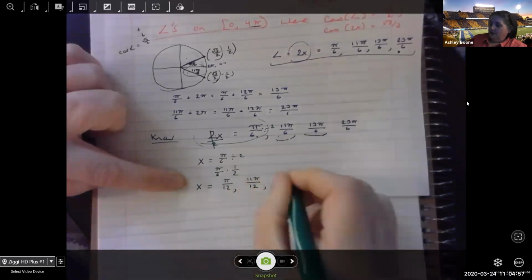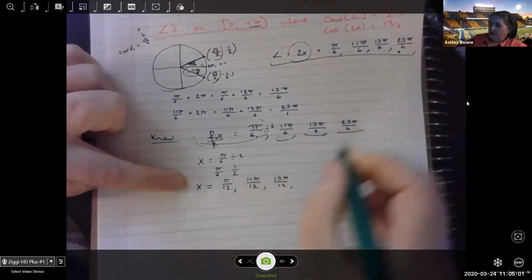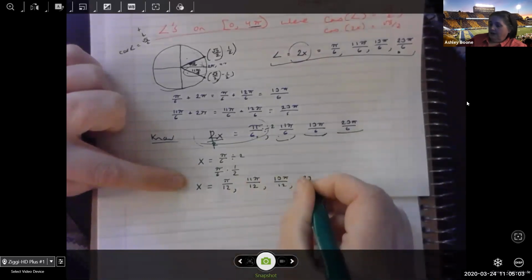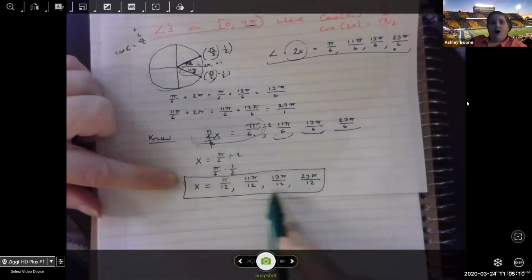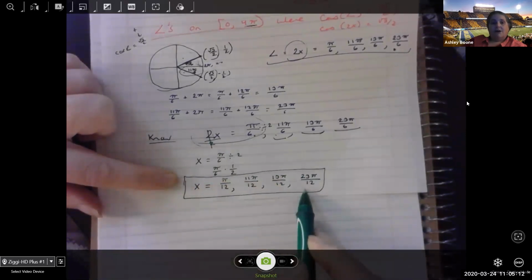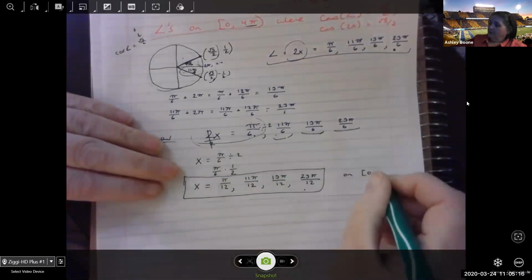Divide that one by 2, you'll get 13 pi over 12. And divide the last one by 2, you'll get 23 pi over 12. These are our solutions. Notice all of these values are on the interval 0 to 2 pi.